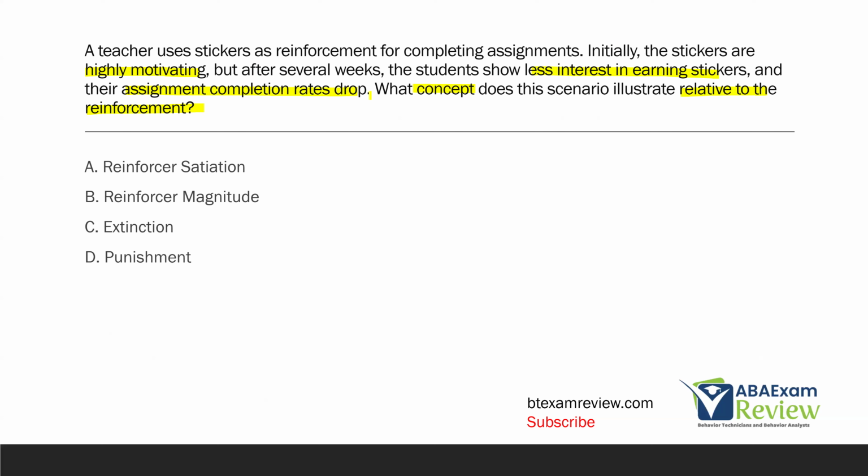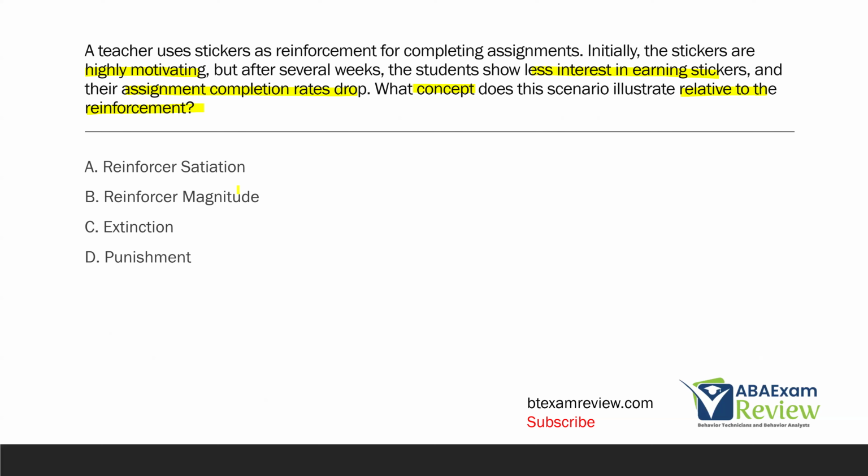Now, why might that occur? Why might we have a situation where a previously effective reinforcer suddenly loses its value? Well, if we're thinking about motivation, what we're going to consider is deprivation and satiation. And when you're satiated on something, it means you've gotten too much of something. The value of that thing has gone down. So since these students are no longer showing interest in stickers, the motivation to earn stickers has gone down, we can assume that A, reinforcer satiation has occurred. Deprivation is the opposite. Not enough of something has been provided.